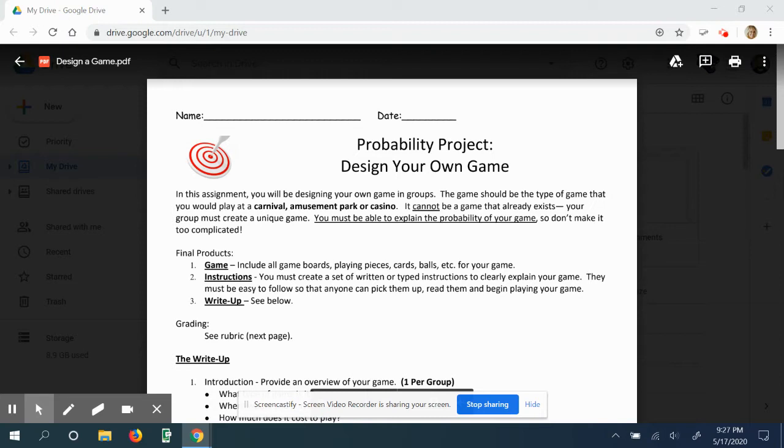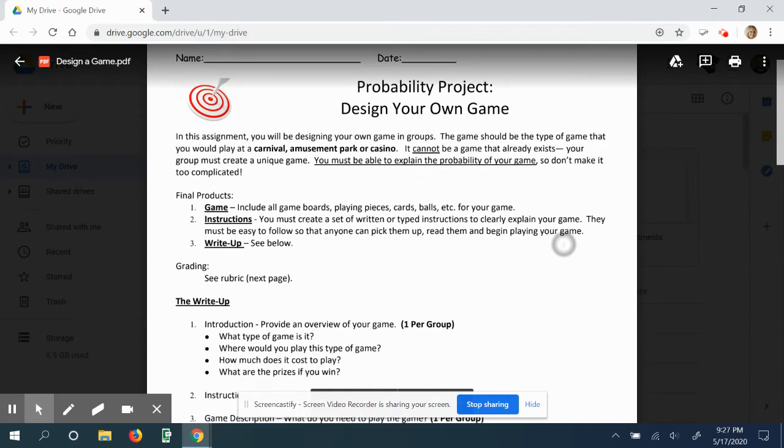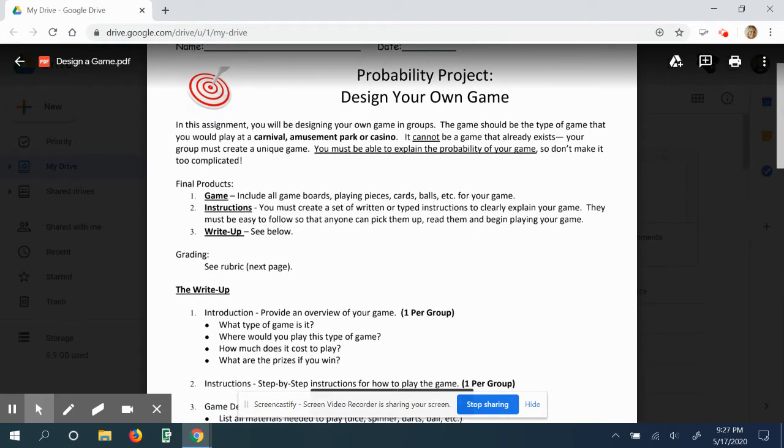You can look at other people's if you'd like to, and you're welcome to comment on it. This game is fun. Looks like fun. Hopefully we can play it, something like that, as long as your comments are appropriate and kind and uplifting to your classmates.